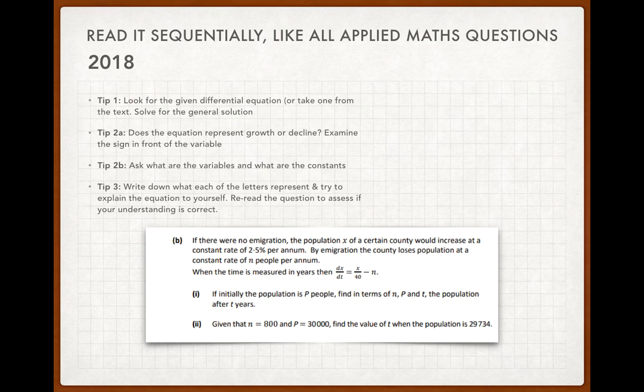Okay, what are the variables and the constants? Again, we look at the left-hand side. x and t are the variables. Everything else is a constant. So n is a constant.